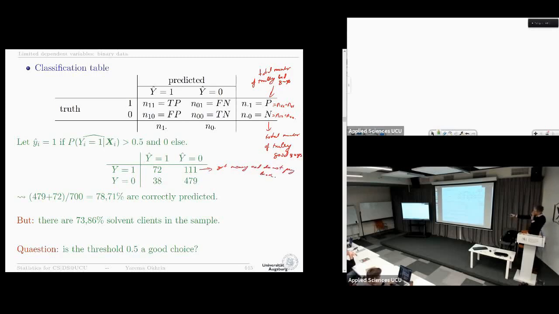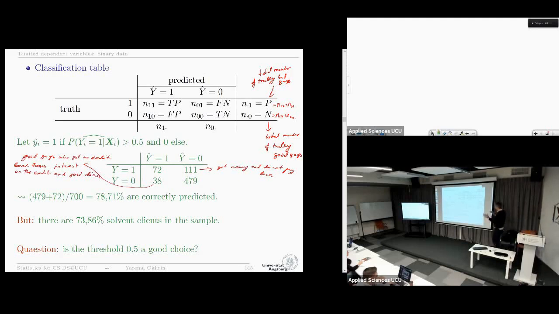Those guys are also kind of bad decisions of the bank, but those are less painful because those are the good guys who are classified as bad guys, so they simply do not get the money, and the only thing the bank loses is the interest and the good clients.